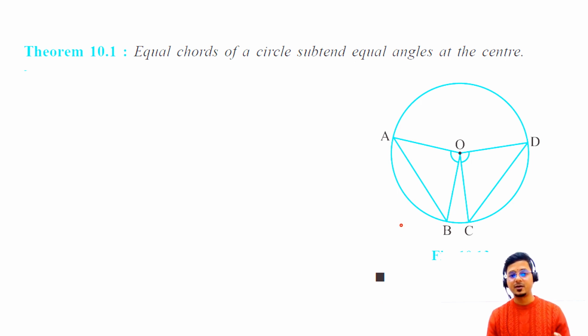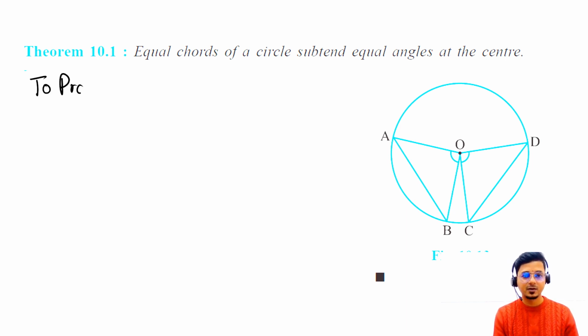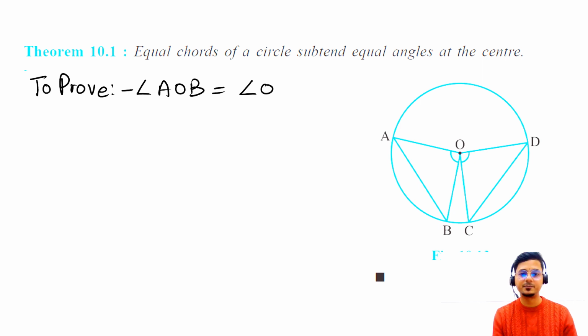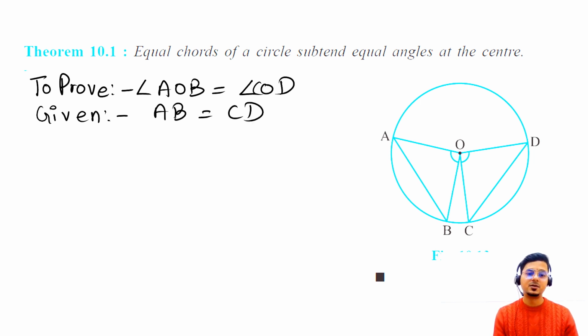In this theorem, we are given that AB is equal to CD, and we need to prove that angle AOB is equal to angle COD. So let's start the proof. What we need to prove is that angle AOB is equal to angle COD. And what is given in the question? It is given that chord AB is equal to chord CD. So let's start proving this theorem.